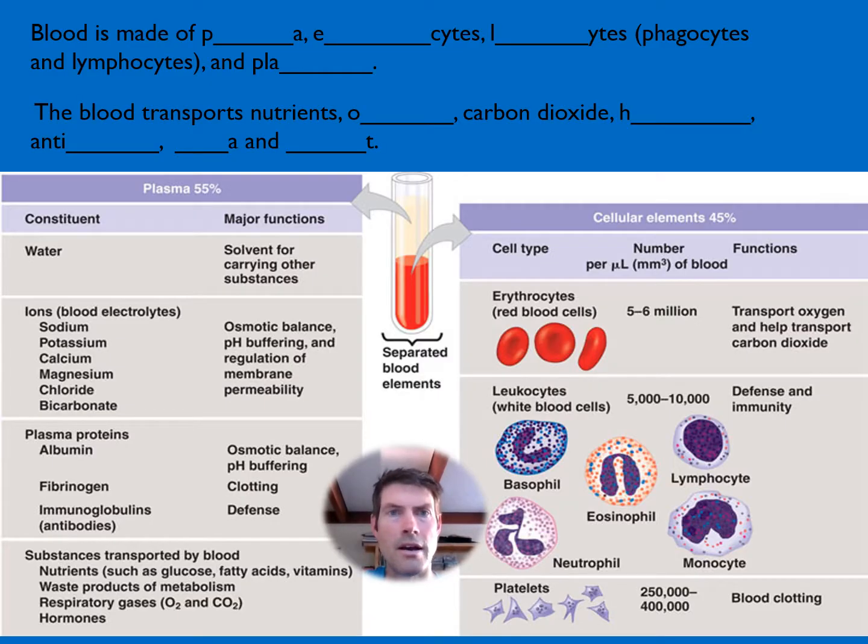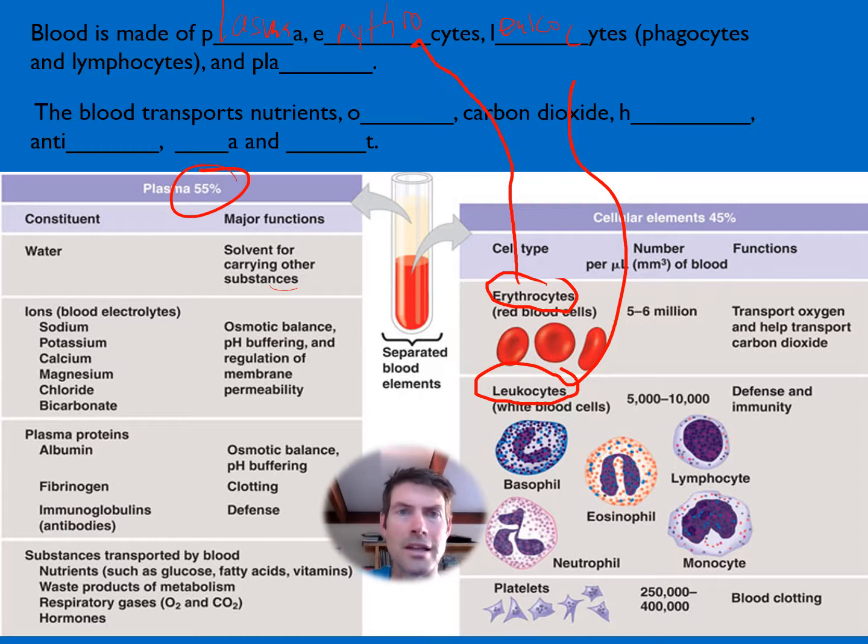So blood is made of plasma. That's the biggest constituent, 55%. Erythrocytes, so red blood cells. Right there. And then leukocytes, right here. White blood cells, and platelets.